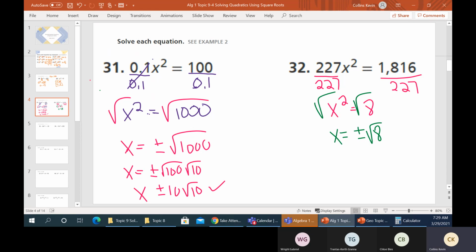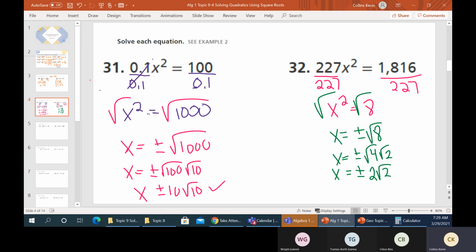So 2 times 2 is 4, so we could rewrite this as x equals plus or minus the square root of 4 times the square root of 2, because 4 times 2 is 8. Boom. But then, the reason we do that is the square root of 4, we could just make a regular 2. So it becomes 2 times the square root of 2.